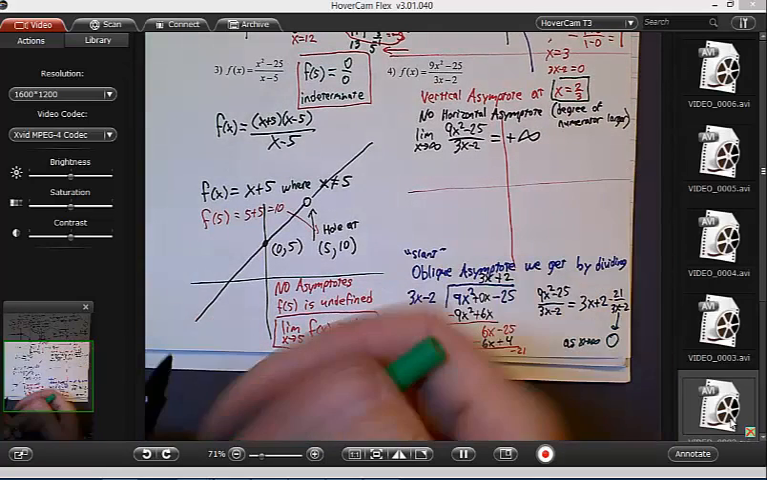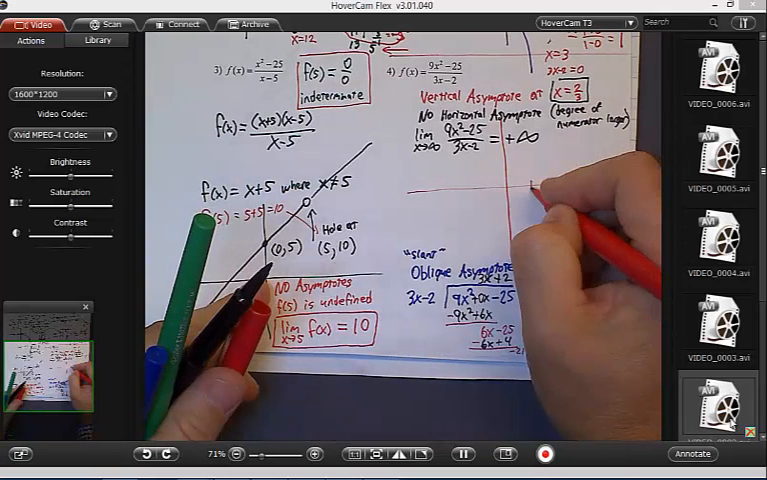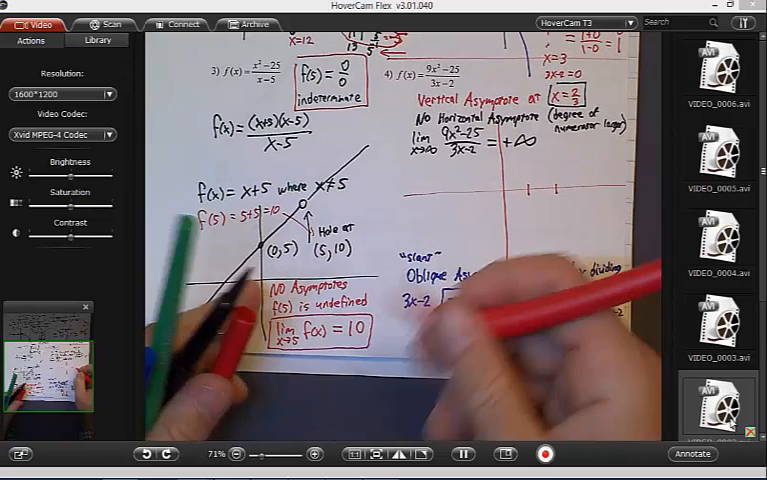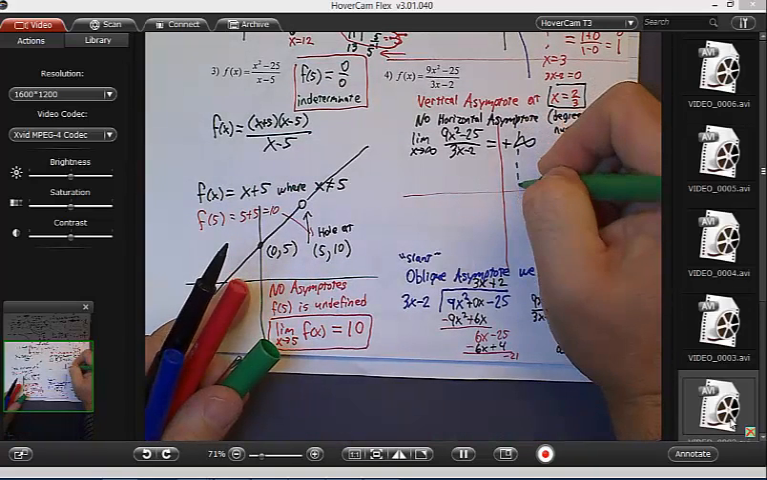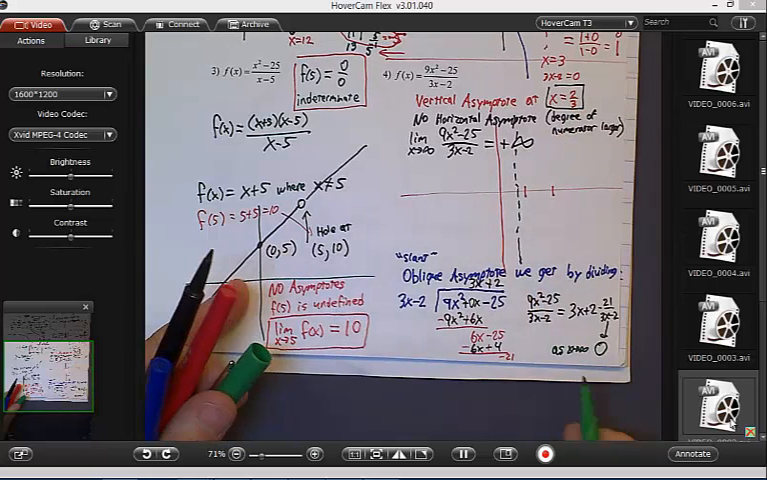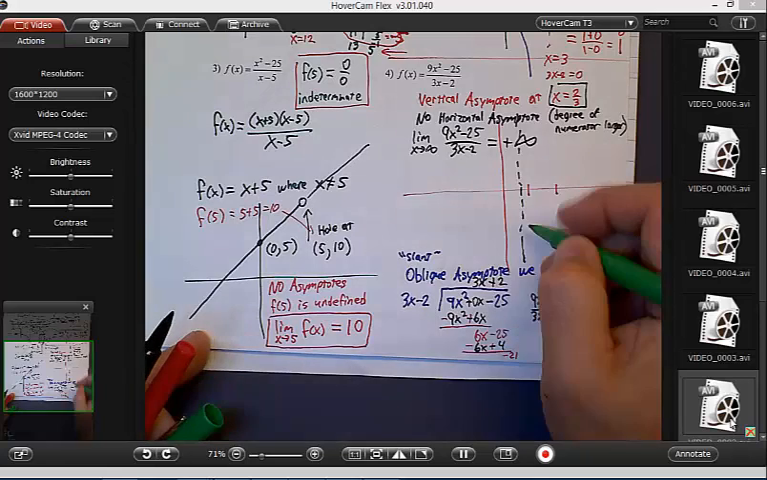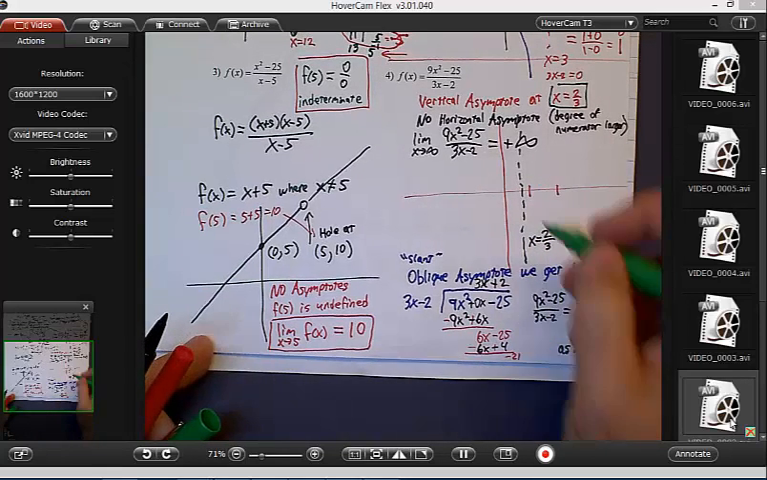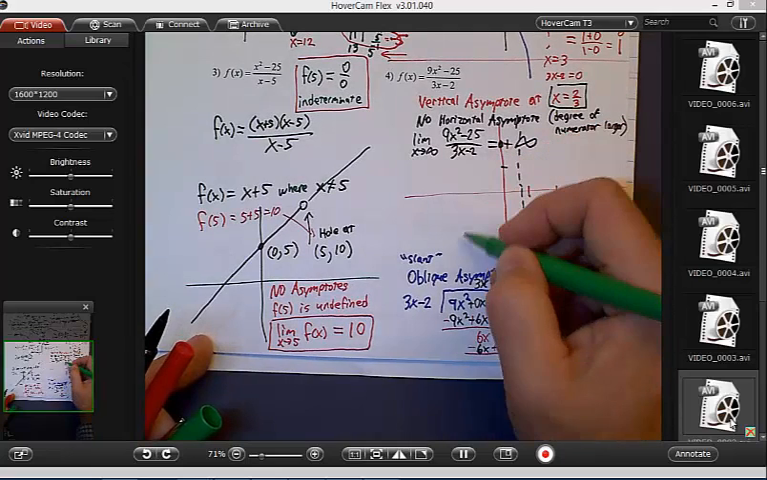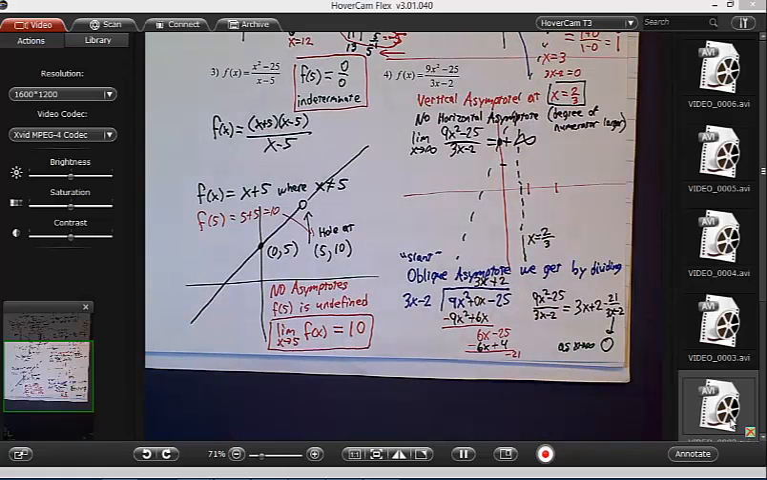All right, so let me graph that. Let's say, here's 1, here's 2. So x equals 2/3 would be, I'll put it right here. And then I could graph y equals, so this is x equals 2/3. I could graph y equals 3x plus 2. So I'll go here to this y-intercept, have a slope of 3. Okay? And that's a slant asymptote.